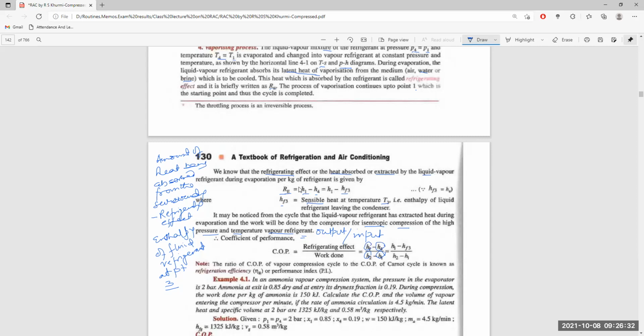Thus, H4 is equal to HF3. So this is the equation for the COP of the system. The COP of the vapor system compared to the Carnot cycle is sometimes known as refrigerating efficiency or performance index. It can be used in some problems here.